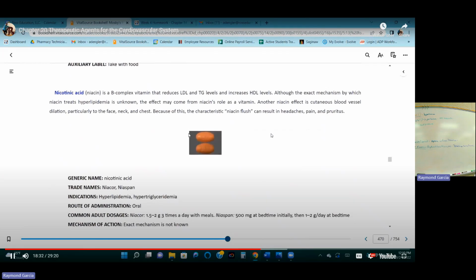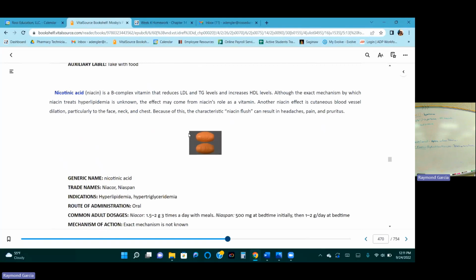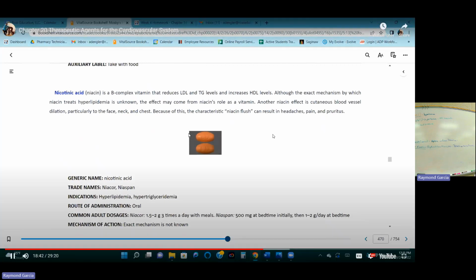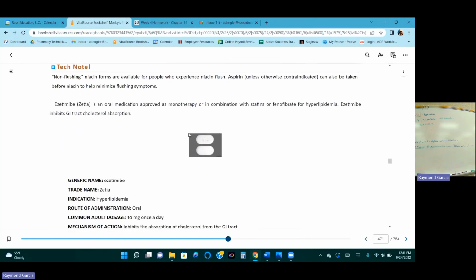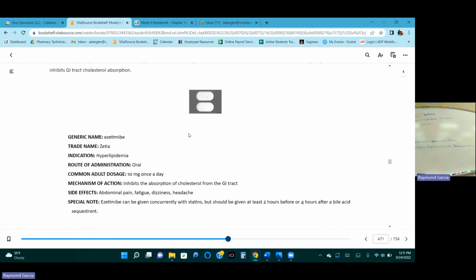Nicotinic acid, niacin, is a B-complex vitamin that reduces LDL and TG levels and increases HDL levels. Although the exact mechanism by which niacin treats hyperlipidemia is unknown, the effect may come from niacin's role as a vitamin. Zetia is an oral medication approved as a monotherapy or in combination with statins or fenofibrate for hyperlipidemia.